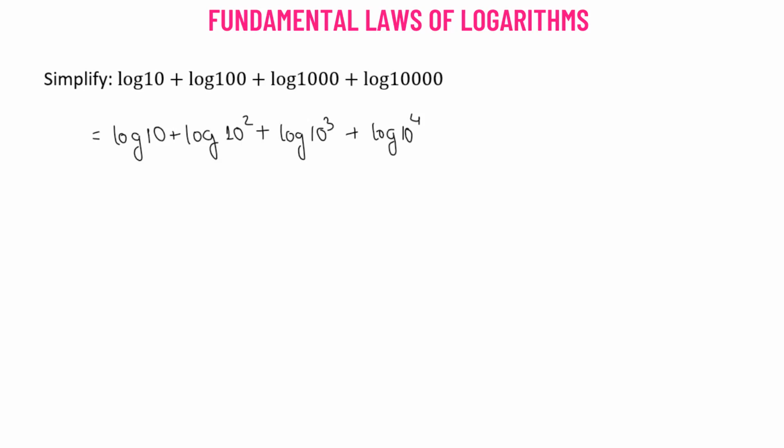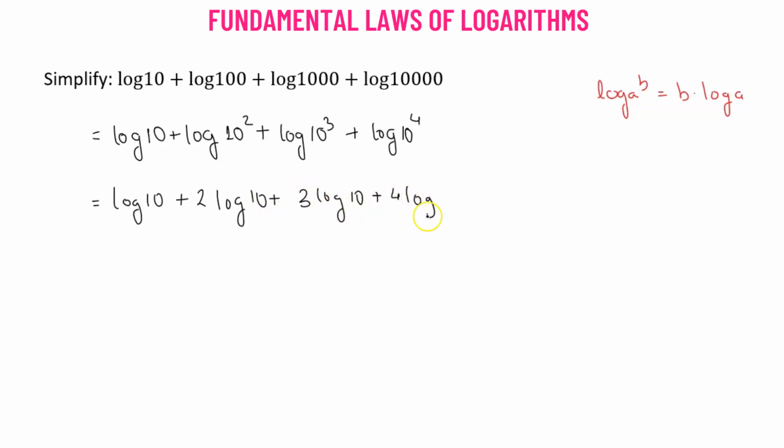Next, we are going to use a property that log of a raised to the power of b is the same as saying b times log of a. So we can use this property and apply it to the second, third and the fourth term. So we will get log of 10 plus 2 times log of 10 plus 3 times log of 10 plus 4 times log of 10.